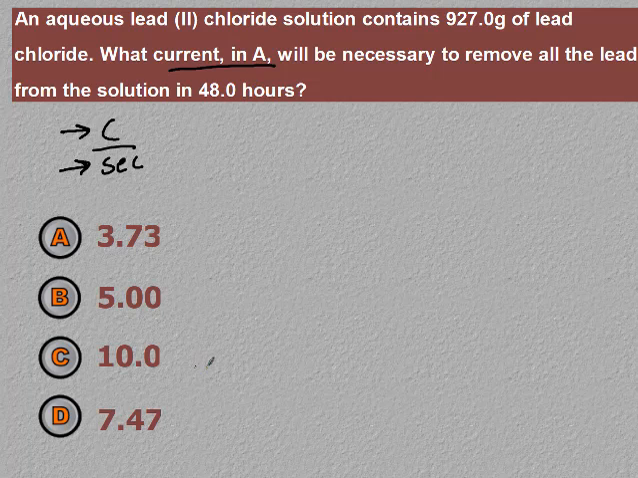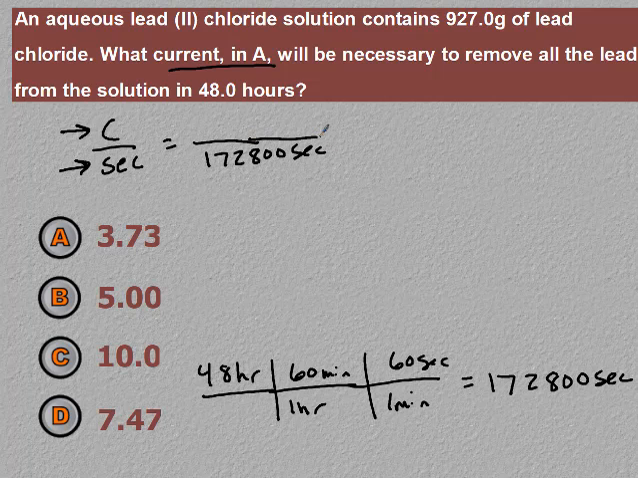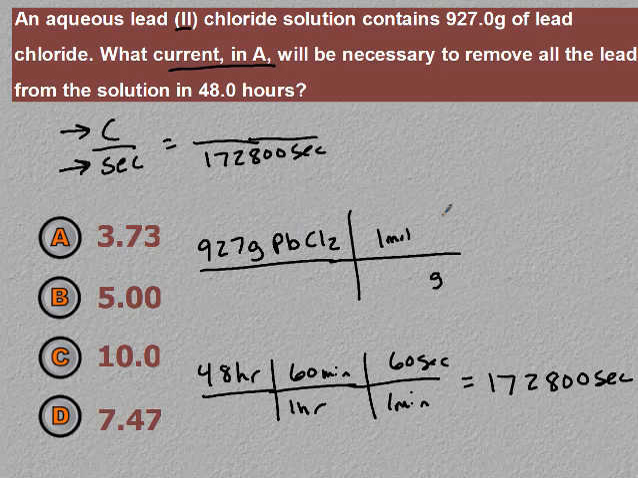So my 48 hours, I need to convert to seconds. 1 hour was 60 minutes, and 1 minute was 60 seconds. So I know that goes on bottom. And then I need to find my coulombs. So to find my coulombs, I need to start with grams of lead 2 chloride. And I know it's lead 2, they gave me the 2 there. I convert it to moles.